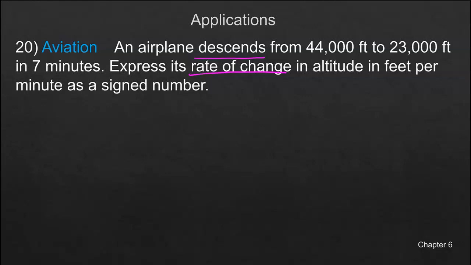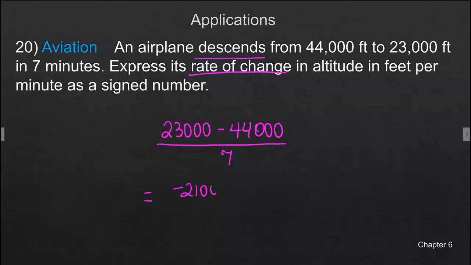the negative direction. We take 23,000 and subtract 44,000. Now you could do this the other way around as long as you realize, oh, I need to put a negative on my answer to get this right. When we subtract, we get negative 21,000. So the rate of change is 3,000 feet per minute, right? A negative 3,000 feet because we were descending.